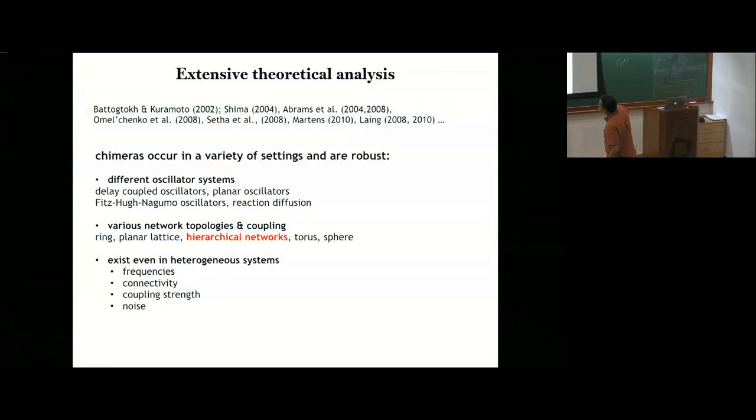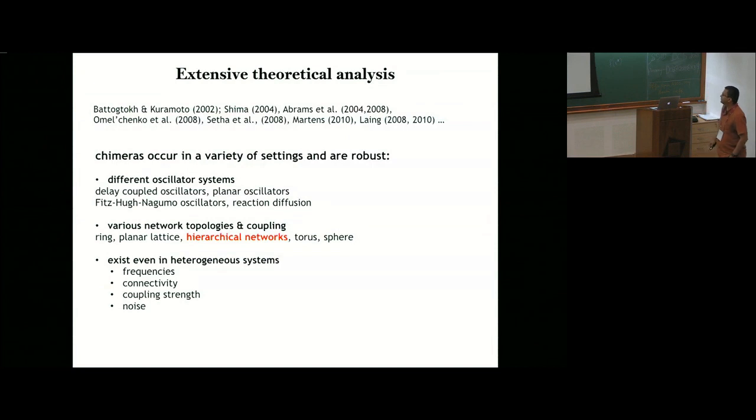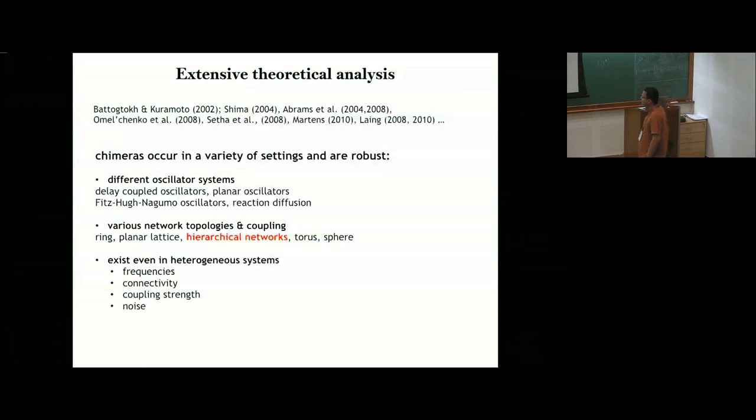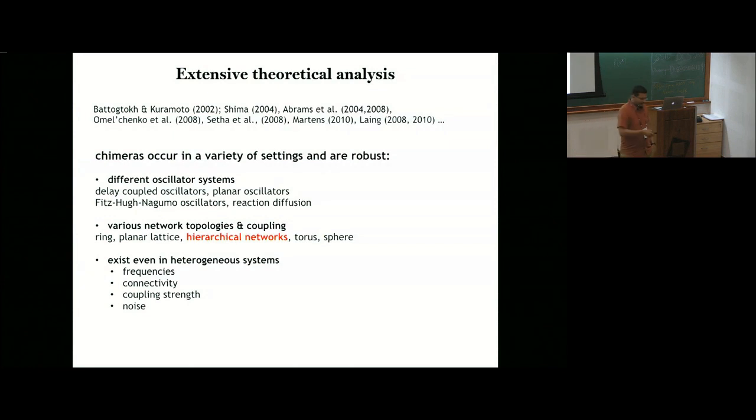These chimera states occur in a variety of settings and are quite robust. What do I mean by robust? First, in a variety of settings, so various different oscillator systems, in various network topologies, chimera states were found. And by robust, I mean that they were robust to heterogeneities in the frequencies of the oscillators, to the connectivity on these networks, to the coupling strengths, and even if you throw in some noise into the system, these states persisted.